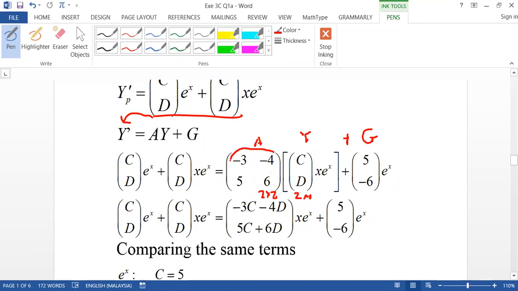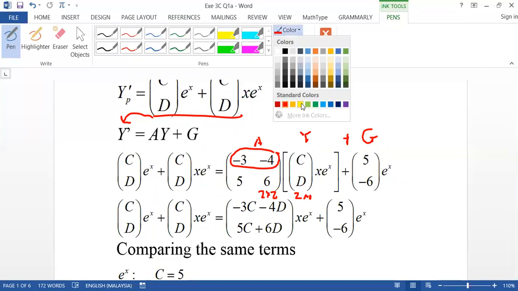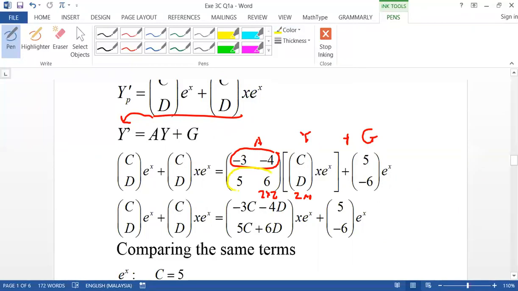So I just multiply A and Y. To do the matrix multiplication, first row times first column, you get the first row here: negative 3 times C plus negative 4 times D. Then you take the second row, 5, 6, let's change to another color: 5 times C plus 6 times D. So this is the second row. And this one is G, put it here.